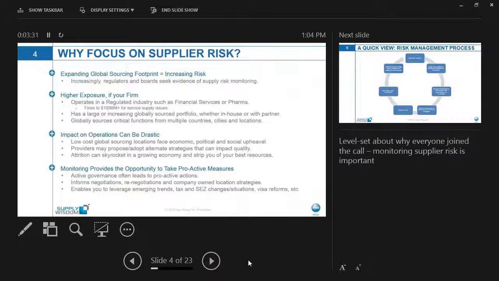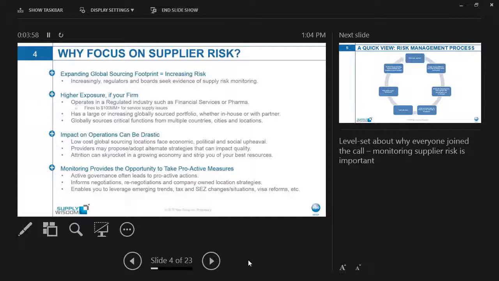There's an expanding global sourcing footprint, and that increases your risk, right? So think about all of the different locations where your suppliers are and all the different risks that can come from those locations. So even if your supplier specifically is considered a very stable player, sometimes where they're delivering services from can have an impact on you. So that global footprint really has a lot to do with why you'd worry about this.